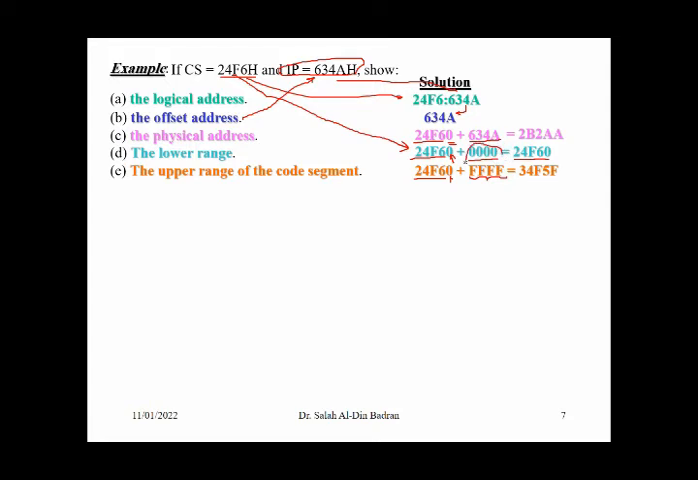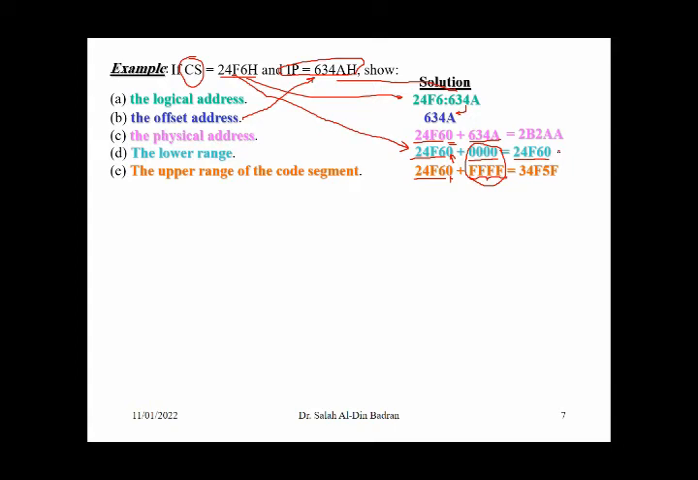Why this number? Because this is the range of the segment. This is the range of the 16-bit segment that starts from 4 zeros and ends with 4 Fs. This is why this is the lower and this is the upper.